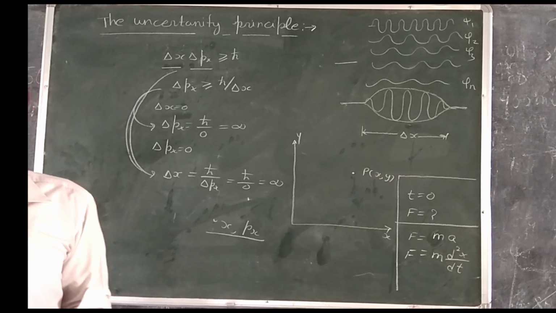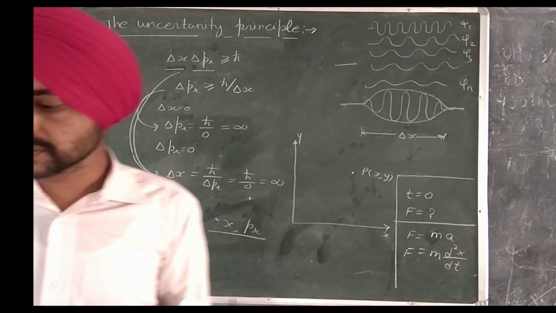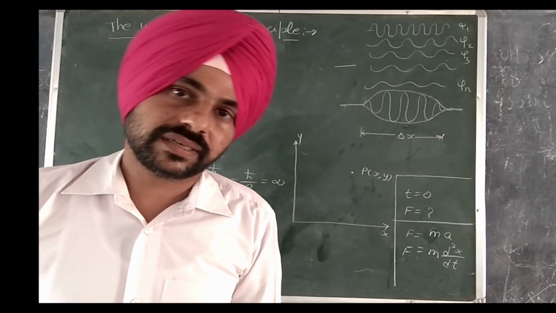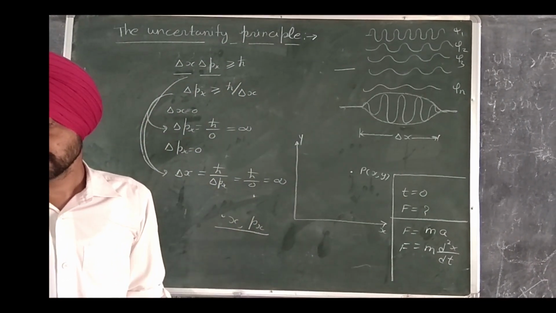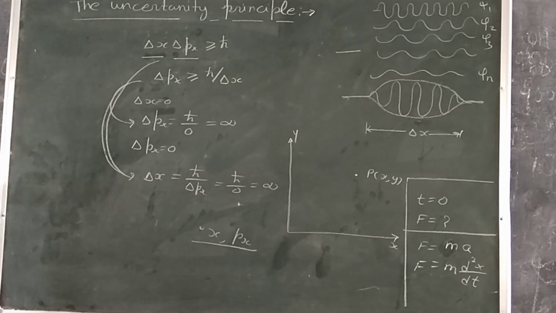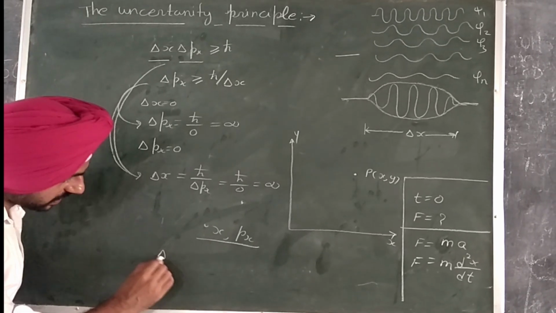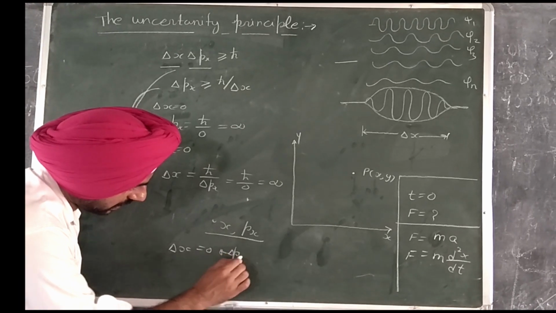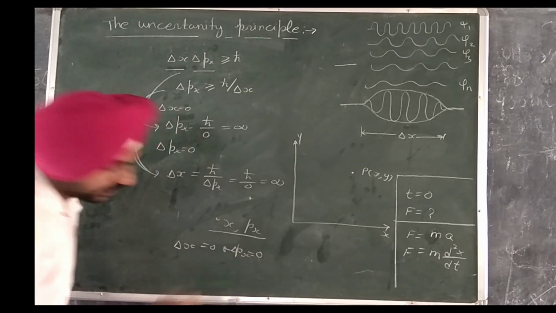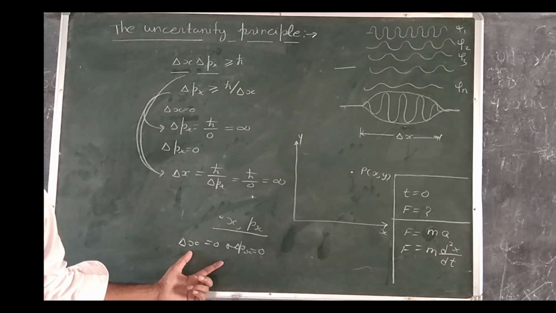It restricts only the simultaneous measurement of both x and px, that is both position and momentum, such that delta x equal to 0 and delta px equal to 0 at the same time.